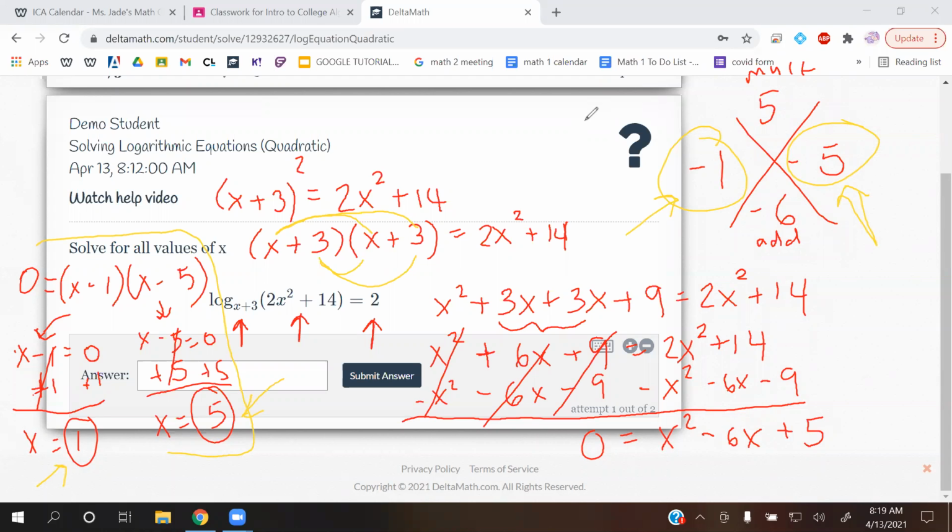I just show the work here so that you can see the reasoning behind it all. So in conclusion, our answers are 1 and 5. Are there any questions for this problem?